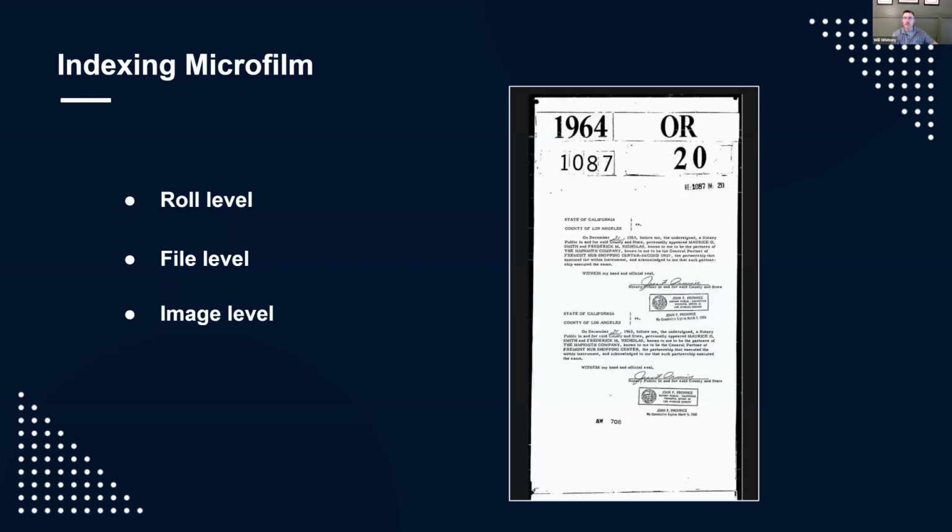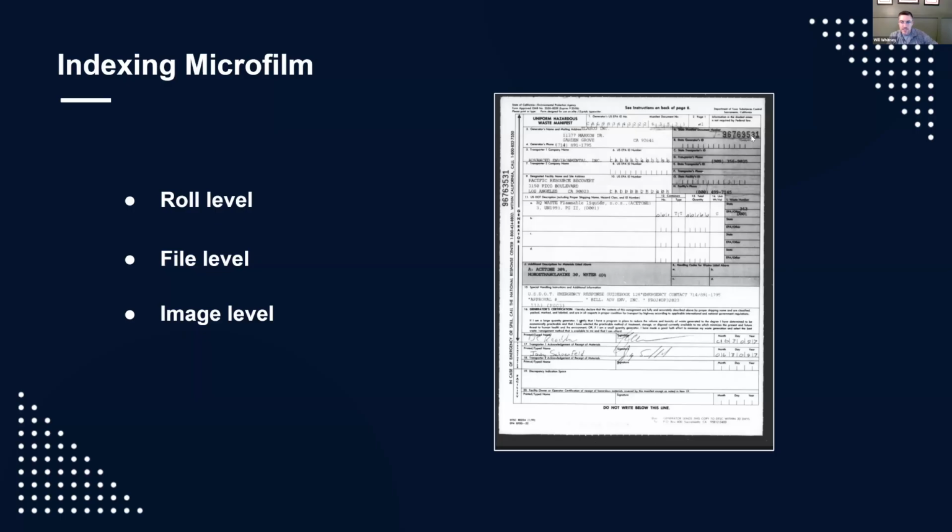Image level would be every single image you're capturing something. Like in this example, let's say you're trying to capture the stamp or something of that sort. And on this one, there's actually two of them. You might be capturing two pieces of information on each image. Here's another example of an image. Maybe you're trying to capture a document number, but it's on every single image. On a roll with 2,500 images, that's 2,500 index points. That's a lot of information to capture.